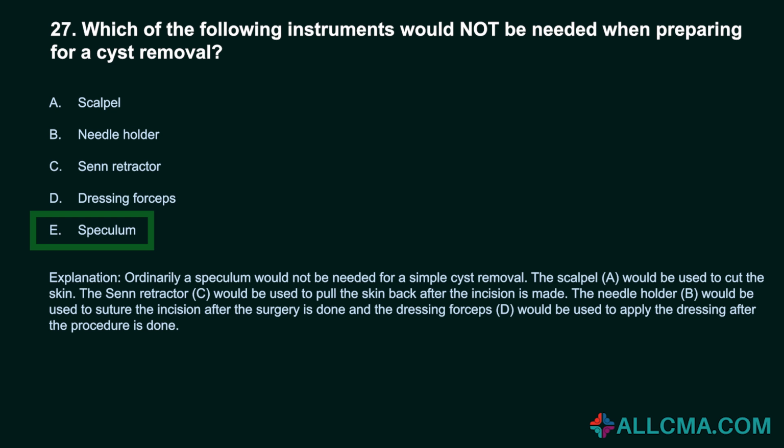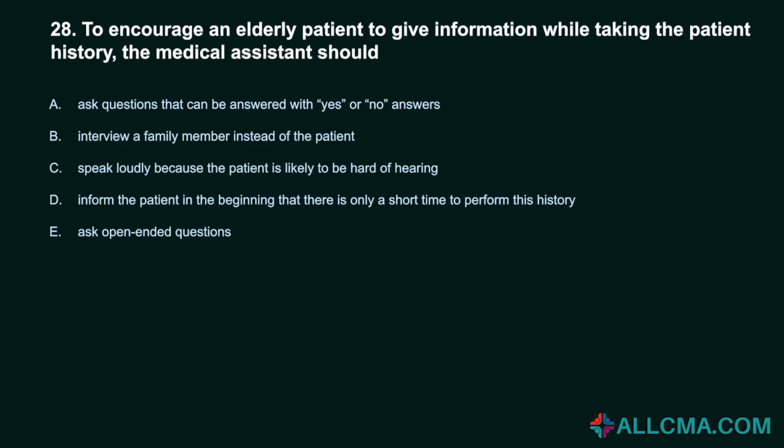The scalpel, A, would be used to cut the skin. The Senn retractor, C, would be used to pull the skin back after the incision is made. The needle holder, B, would be used to suture the incision after the surgery is done, and the dressing forceps, D, would be used to apply the dressing after the procedure is done.